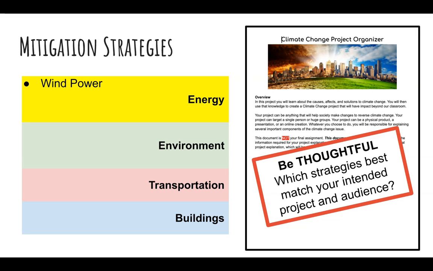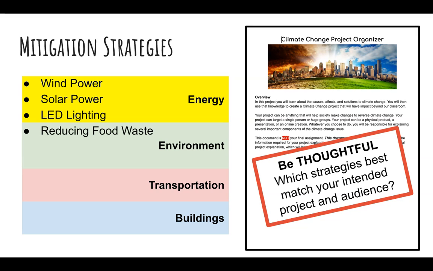Your options include wind power, solar power, or LED lighting. All of those relate to energy, how we could reduce the electricity that we use. If you're more passionate about the environment, you may want to choose reducing food waste, switching to plant-rich diets, or protecting ecosystems. Again, make sure whatever you choose matches the style of project and the topic of the project that you're working on.